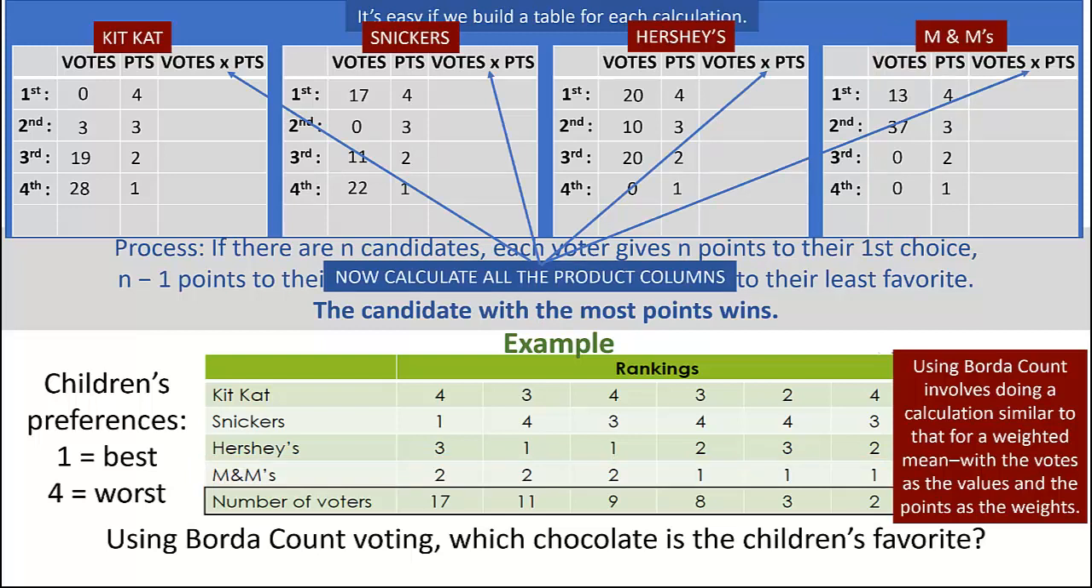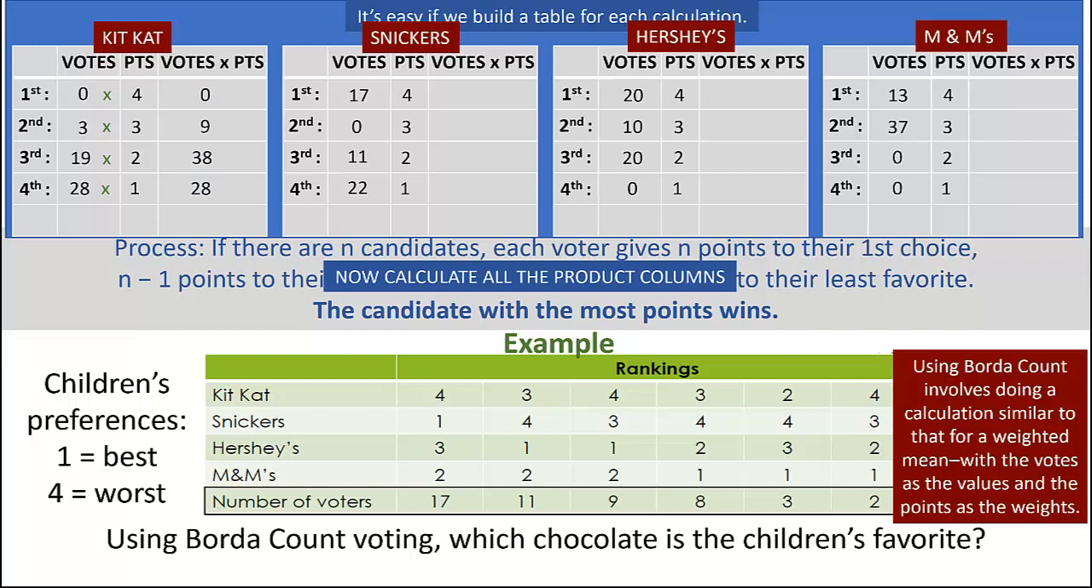Once you get this done, all you have to do is complete the votes times points columns and you're practically done. So I want to multiply across. Going back to the Kit Kats, 0 times 4, 3 times 3, 19 times 2, 28 times 1. So the votes times points column for Kit Kats are 0, 9, 38, 28. Do the same thing for Snickers. 17 times 4, 0 times 3, 11 times 2, 22 times 1. That's 68, 0, 22, 22.